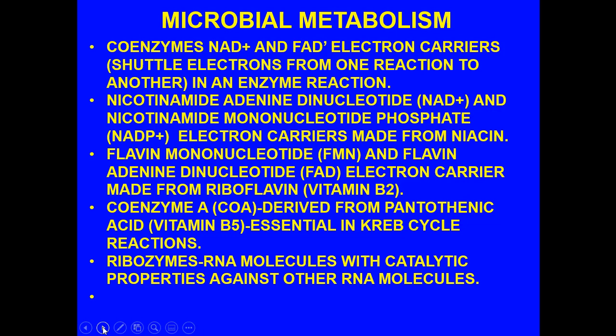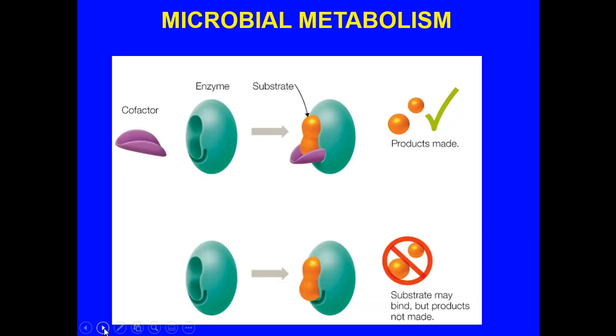Now, coenzyme A is originally derived from pantothenic acid, which is actually called vitamin B5. They're all originally from vitamins, but they are finding that coenzyme A is actually essential in the Krebs cycle reactions, which we'll go into in a little bit. Now, just to give you a heads up also, there's a unique group of RNA molecules called ribozymes. These are RNA molecules with catalytic properties against other RNA molecules.